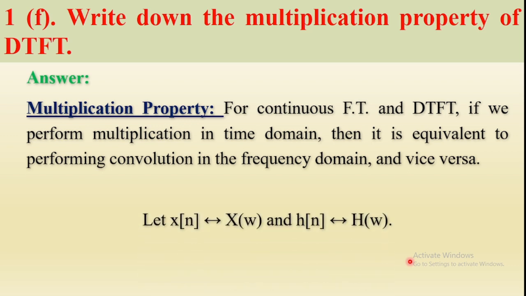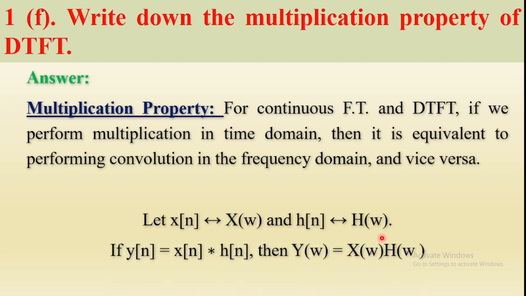If DTFT of x of n is X of omega and DTFT of h of n is H of omega, and the output sequence y of n is the convolution of input sequence in an LTI system, the output of an LTI system is always the convolution of input signal with impulse response. If y of n is x of n convolution h of n, then Y of omega is equal to X of omega into H of omega. And this is the multiplication property of discrete time Fourier transform statement.